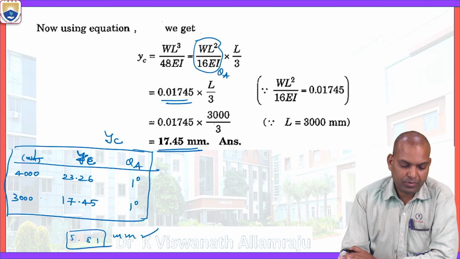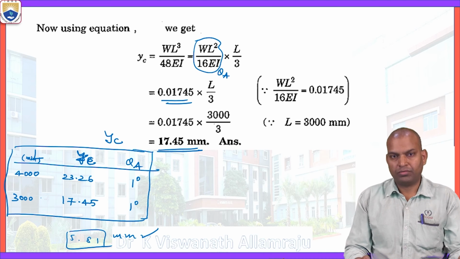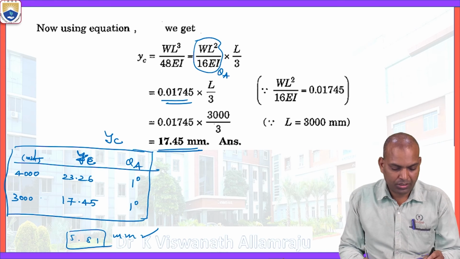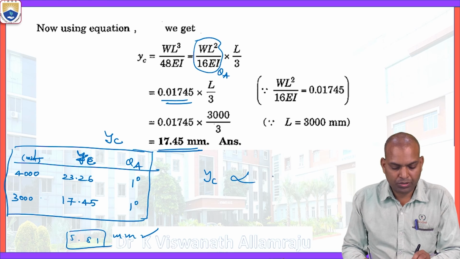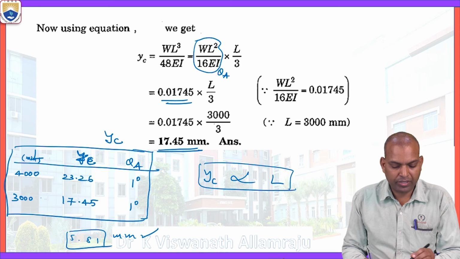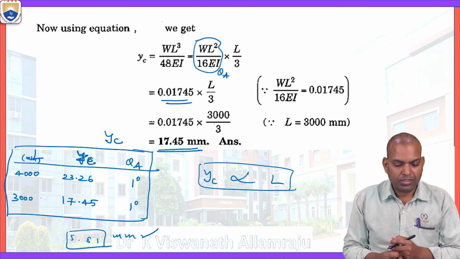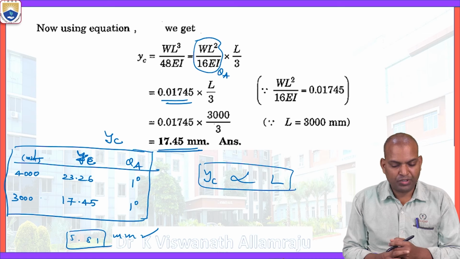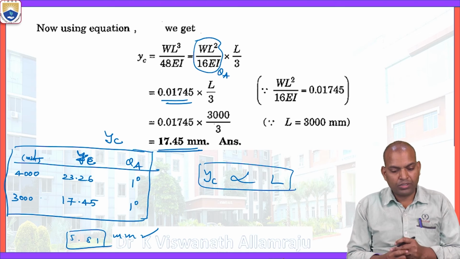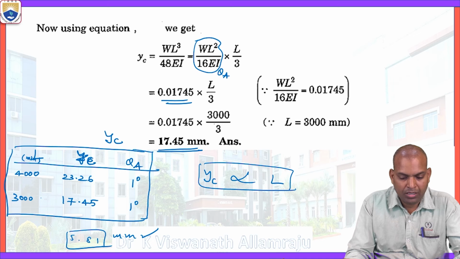If the length of the beam is small, the deflection also decreases. So that means the deflection at the center, yc, is proportional to L. It is a linear variation. It varies linearly because W remains the same, E remains the same, and the modulus of elasticity and section are provided.